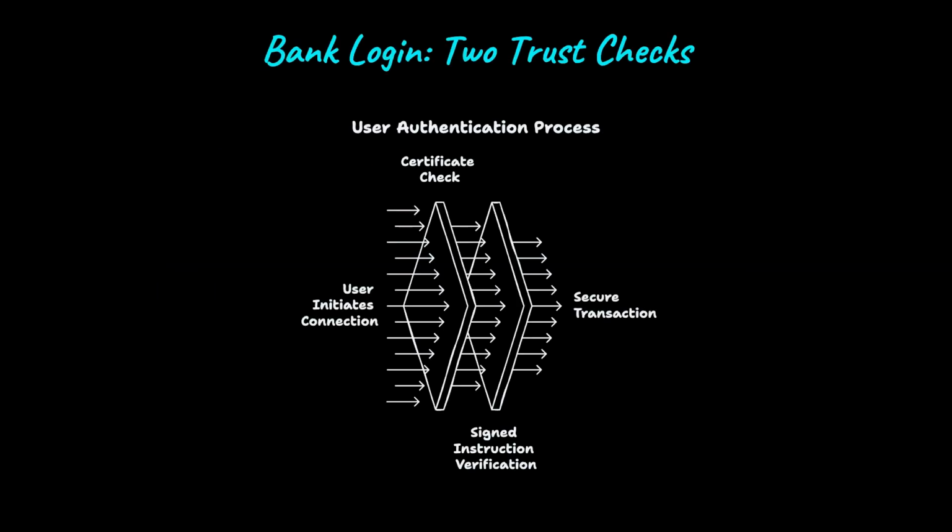Picture logging into an online bank. First, the browser checks the bank certificate to confirm the server's identity. That's entity authentication protecting you from a fake site. Later, the bank verifies a signed instruction really came from you. That's message authentication, protecting the bank from forged requests.